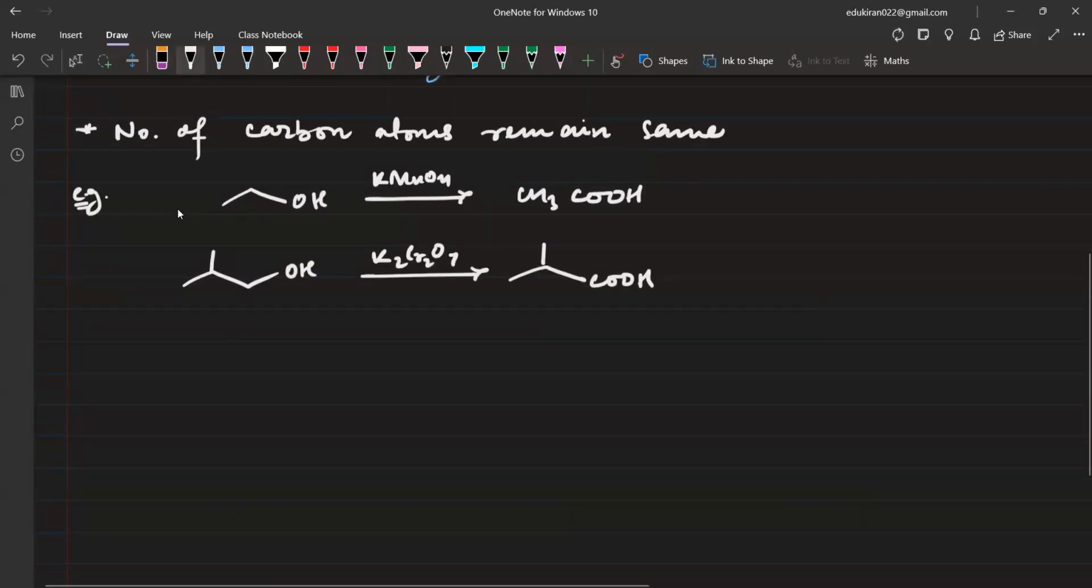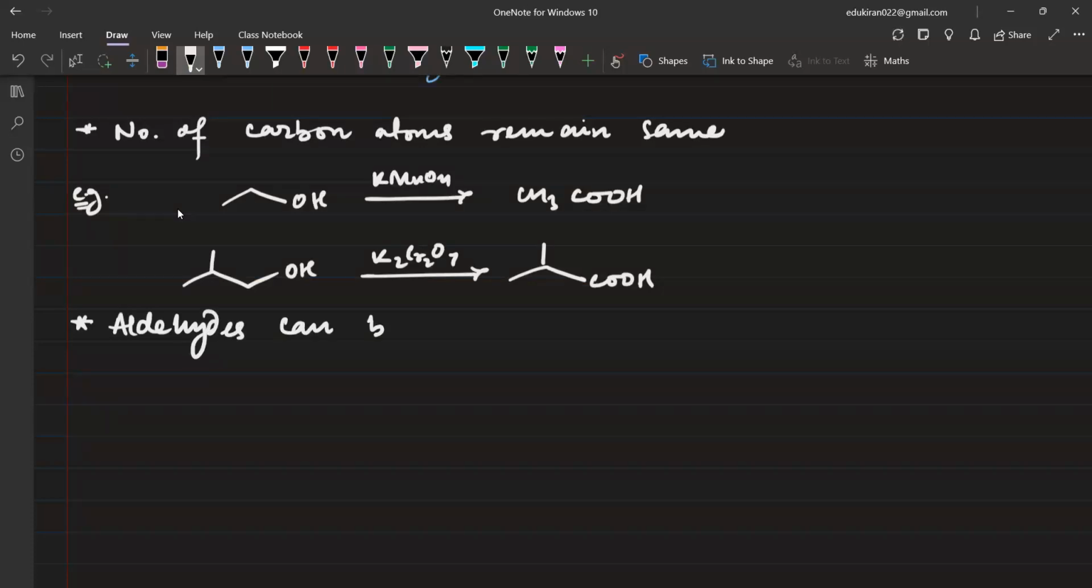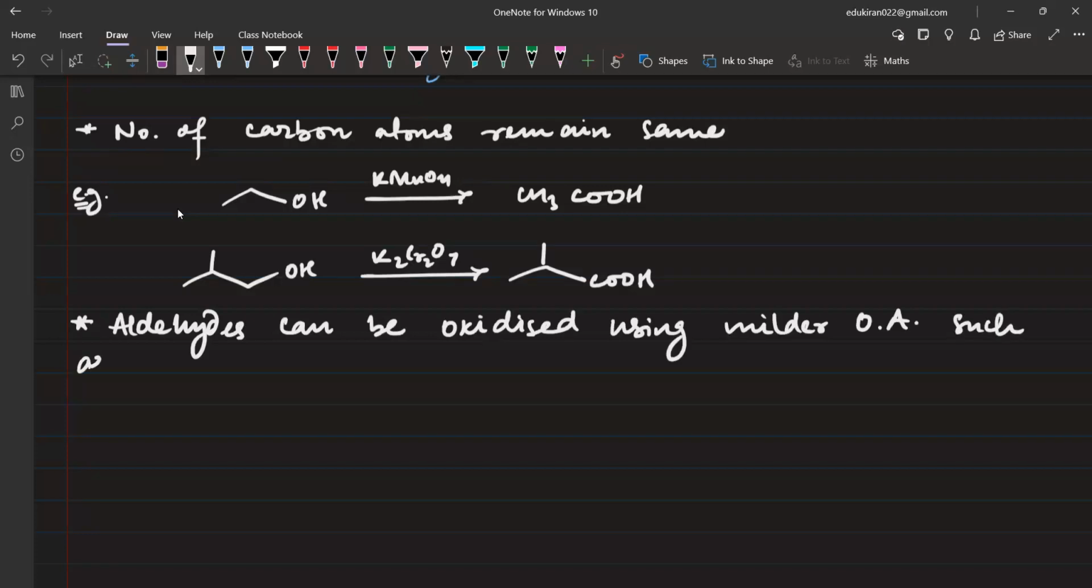Now we have already seen this. Then for aldehydes also, please see. Right, next point, aldehydes can be oxidized using milder oxidizing agent such as Ag positive and copper 2 positive. We have already learned this. Ag positive is used in Tollens test and copper 2 positive is used in Fehling test.